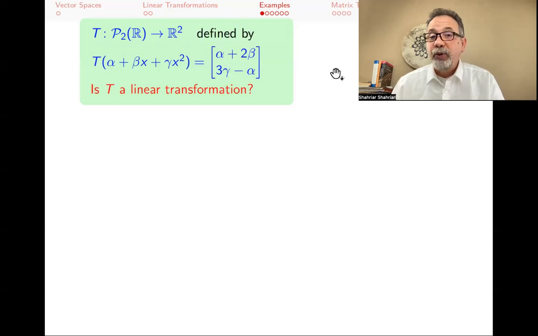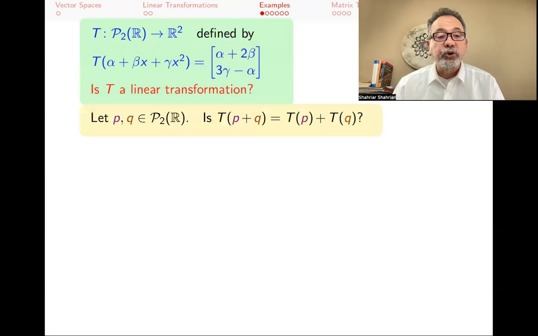And my question is, is this a linear transformation? It is a function from P2R to R2, but does it pass the test of being a linear transformation? So to do that, first of all, I have to check that if I take two elements of the vector space P2R, so P and Q are two elements of P2R, is T of P plus Q the same as T of P plus T of Q? So I have to check that. How do I do that?